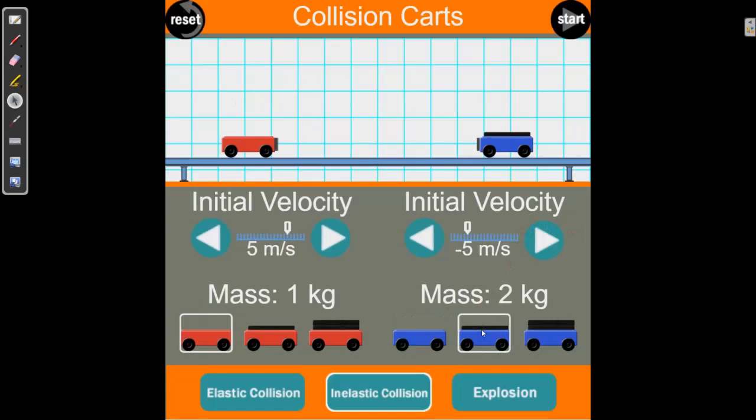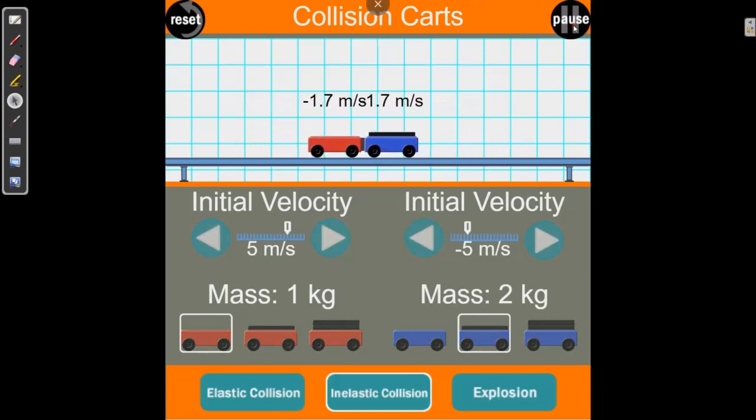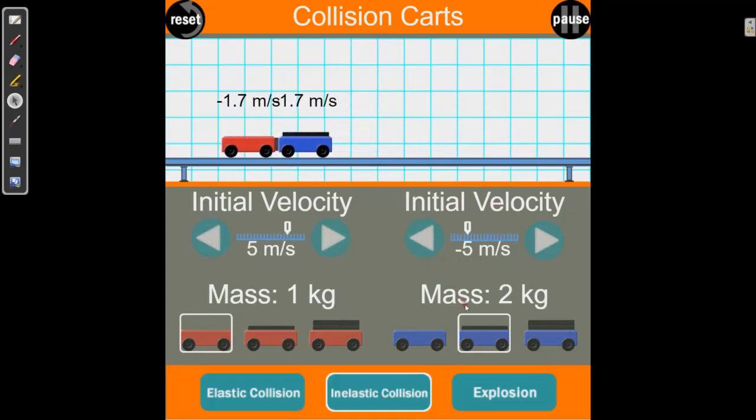Now let's look at it if we increase the mass of one of them. What do you think will happen now when they hit and stick? Are they going to stop? Are they going to continue moving? If they continue moving, which direction and how fast? Should it be 5 meters per second, less than 5, or more? Let's check it out. So they hit, and they continue to move to the left, in the same direction that the cart with more initial momentum was moving.